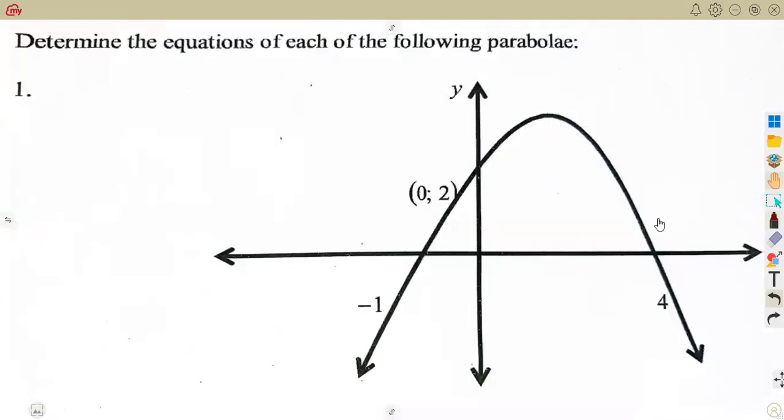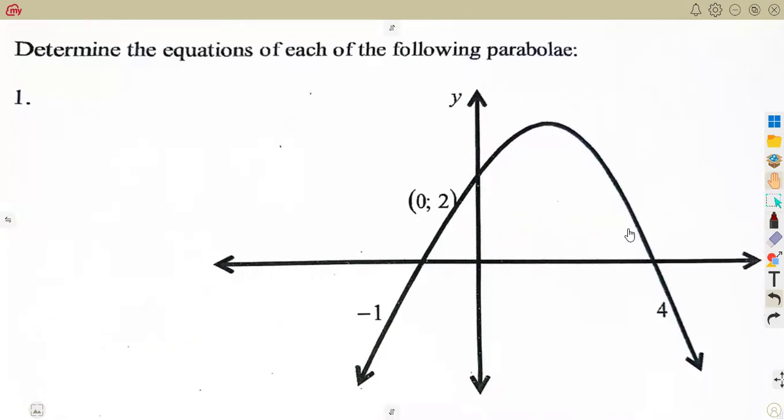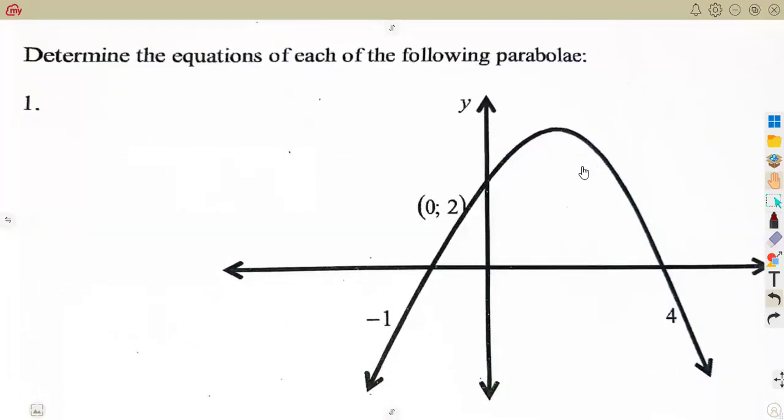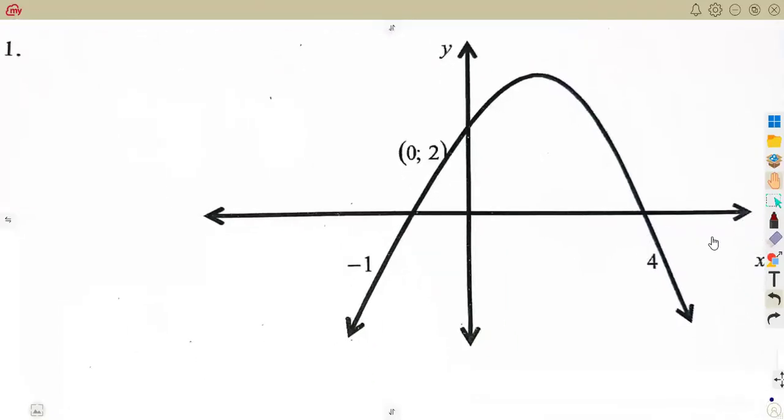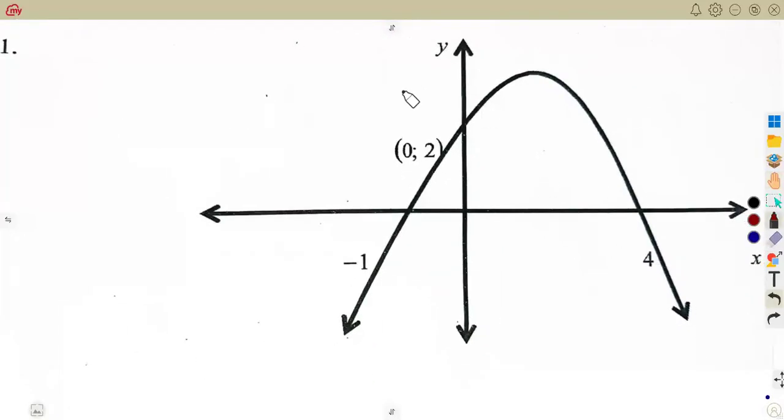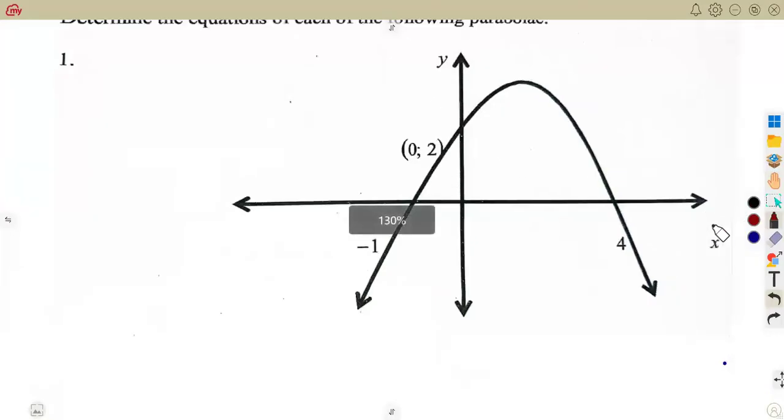On the first part, you are given to determine the equations of each of the following parabolas. So we have got the first one. This is our first parabola that we are given. As we can see, according to the shape, right? That's our parabola, guys, all right? We cannot say this one is a straight line, no. Remember your functions, guys, okay? The shape. So what is it that we are given? All right, this is 0, 2. 0, 2 is a point which lies on the y-axis. When x is 0, y is 2.